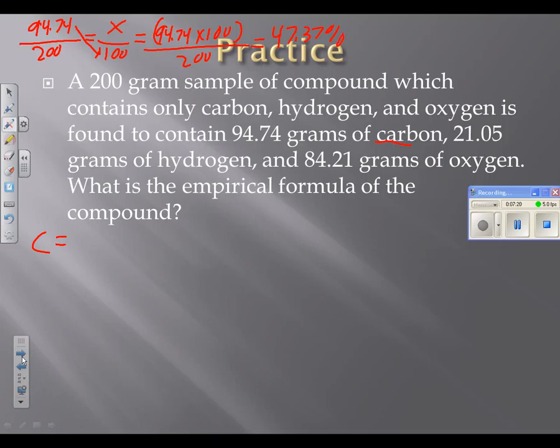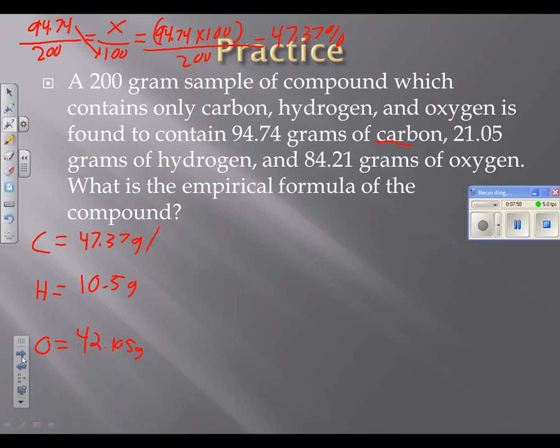Which means we have 47.37 grams for carbon. The next one is hydrogen. You can do the same thing for hydrogen, 21.05 over 200 equals x over 100, and you'll get 10.5% hydrogen, or 10.5 grams of hydrogen. And oxygen, you do 84.21 times 100 divided by 200. Just do that cross multiply and divide again, and that will end up giving you 42.105% oxygen, or grams.